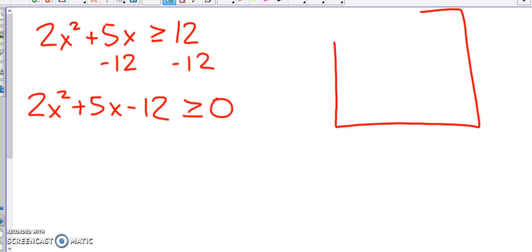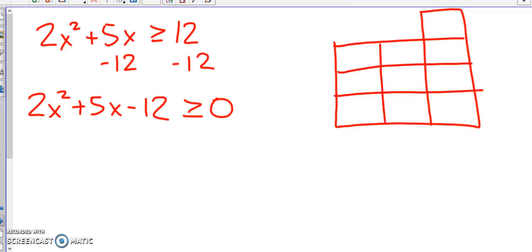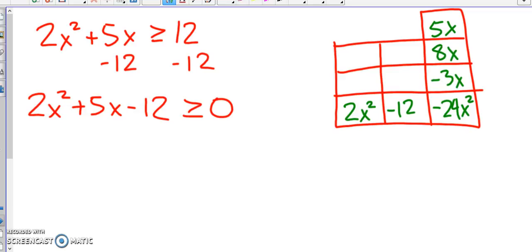Do my little factoring box here. Hopefully you haven't forgotten how to do this. 2x squared goes there. 5x, negative 12. This is negative 24x squared. Positive 8 and negative 3 add to give you 5, multiply to give you negative 24. Greatest common factor between that guy and that guy is 2x. 2x times x is 2x squared. That's a 4. That's a negative 3. So you got 2x minus 3 and x plus 4.